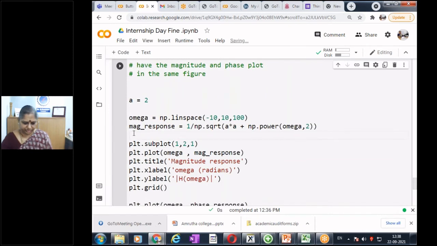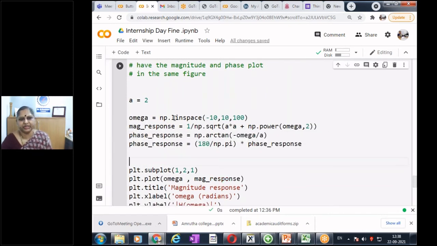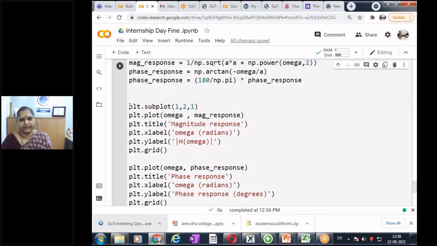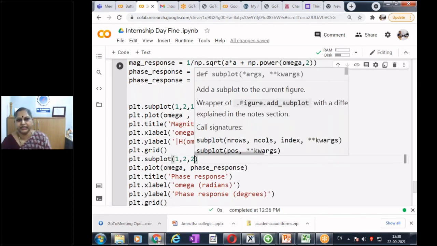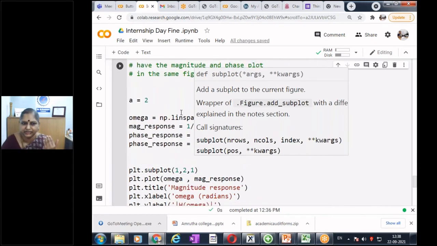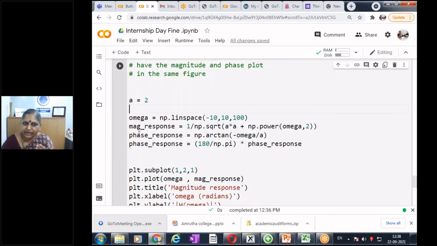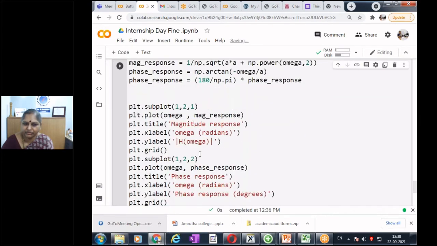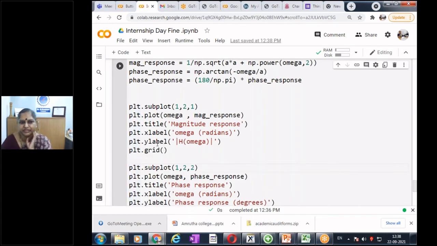This is the computation. Yes, this is my omega. This is my magnitude response. This is my phase response. And this is what I have. This is my subplot 1, the other plot is plt.subplot(1, 2, 2). So I'm running the same. I just got the lines from the earlier cells. I have omega, I have magnitude response, I have phase response, and then I am plotting in one subplot the magnitude plot, and in the other I'm doing the phase plot.